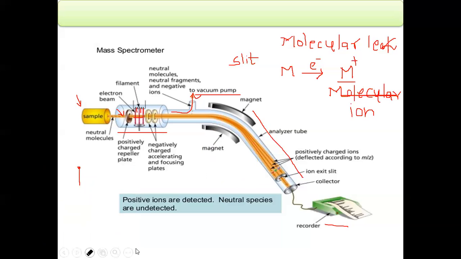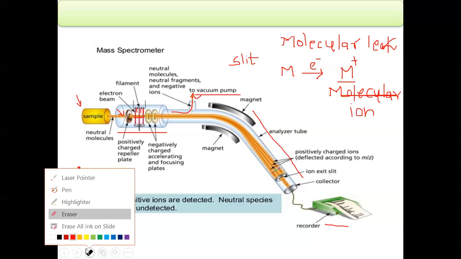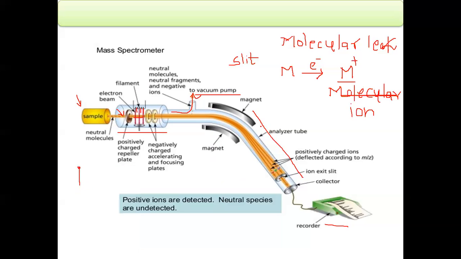These circularly traveling ions are then separated into different beams according to their mass to charge ratio. So look at this, the positively charged ions are separated according to their mass to charge ratio. Different beams are generated, and then these are collected by a collector, and it is given to the recorder.